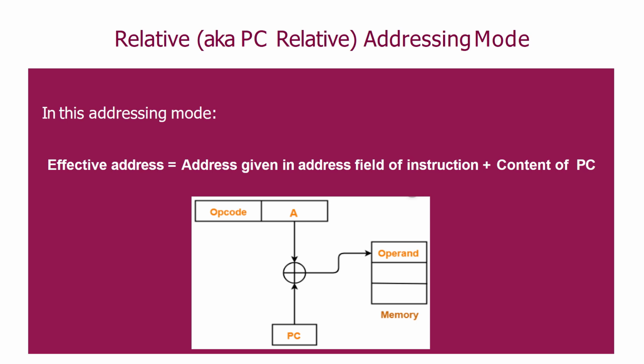Now let's see what is relative addressing mode. In this addressing mode, the address given in the address field of the instruction is added to the content of the PC. So the value of the PC is added to the address given in the address field of the instruction, and the final address is this effective address A plus PC, and at that location the operand is there.